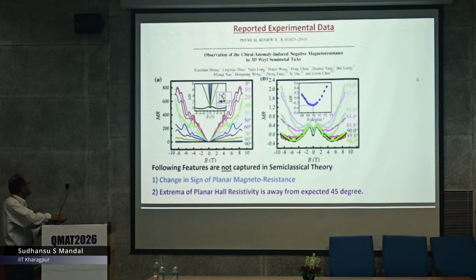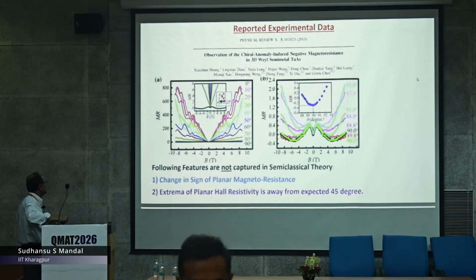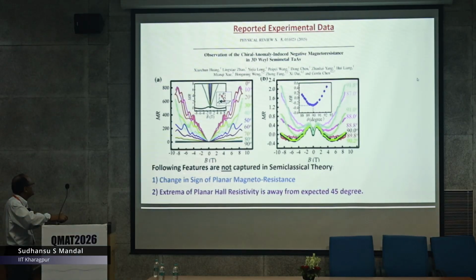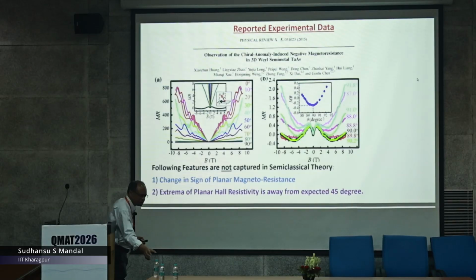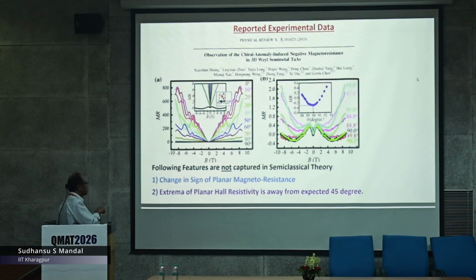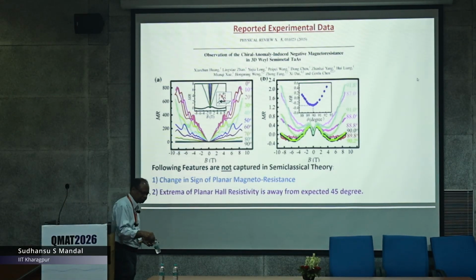So from all those data, we can conclude what the features are. The following features are not captured in semi-classical Boltzmann transport theory, as you can see from the experiment. So what is that? A change in sign of planar magnetoresistance. That is one thing. Another thing, the extrema of planar Hall resistivity is away from the expected 45 degrees from theory. So these are the two features that are not explained through Boltzmann transport theory.